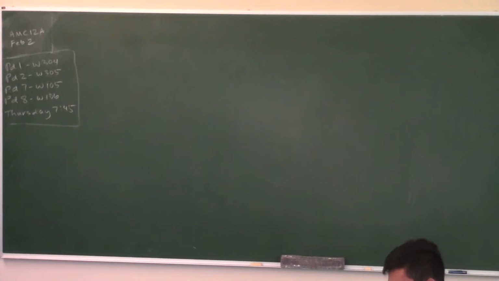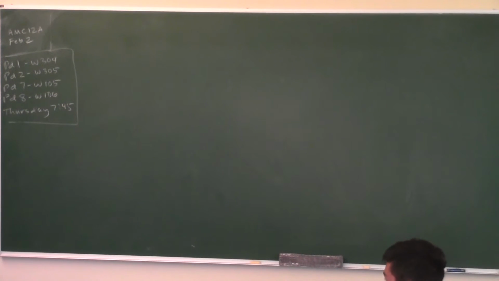All right, on the board, I also have what rooms you would be going in. So period 1, you're in W304. Where's that? Down the hall. There.